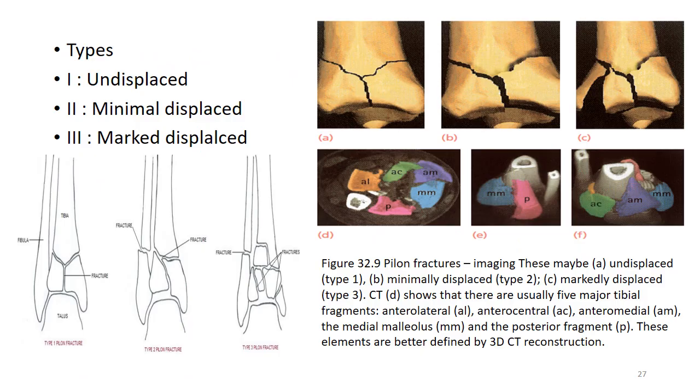After imaging has been done, patients with pilon fracture can be classified into type 1, 2, and 3. Type 1 is undisplaced fracture, type 2 is a minimally displaced fracture, and type 3 is a markedly displaced fracture. As you can see in picture D, this is a 3D CT reconstruction, where you can see the 5 major tibial fragments for more detailed evaluation of the fragments.